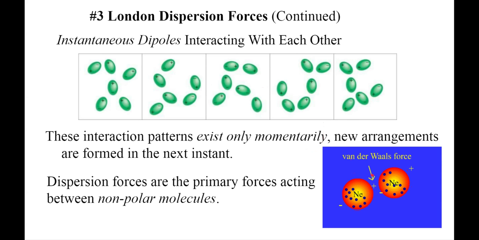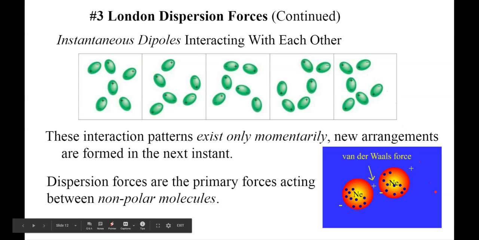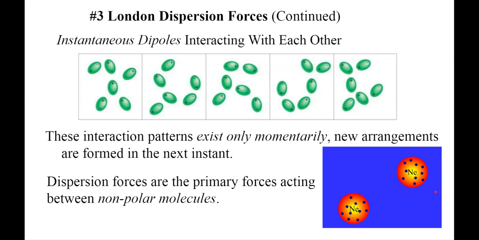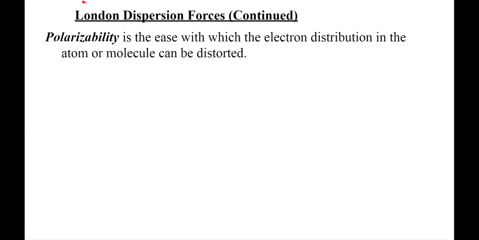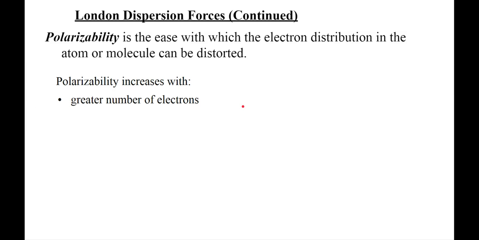So these LDFs, they're weak, but there are a couple things that affect just how strong they can act. We call that ability to be polarized polarizability. So how easily can these electrons be distorted? Probably the most important factor is how many electrons there are. If an atom only has one electron, whether it's shifted to one side or another of the atom, you wouldn't call that very polarized.